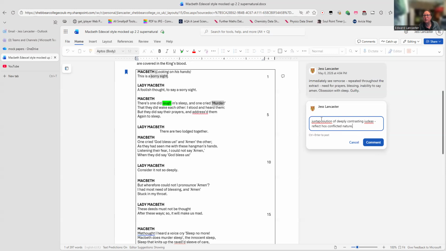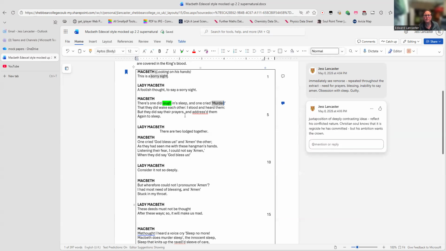He desperately, desperately wants this kingship. He really, really is ambitious and he thinks that he can take it, but he knows it's wrong. His Christian soul is telling him that it's wrong. And he knows that it is regicide he has committed, but his ambition wants the crown. And so he's conflicted. So we see these things through this extract.